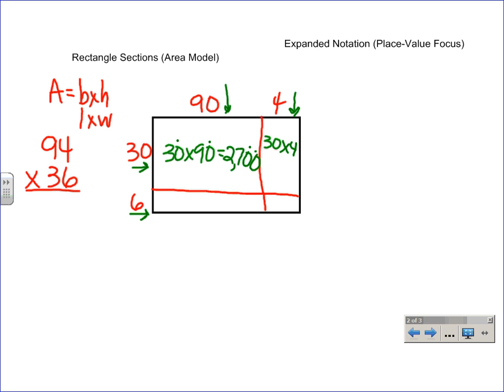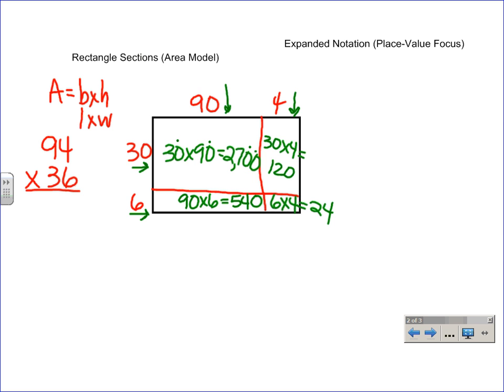30 times 4 would be in this rectangle. 3 times 4 is 12. It's 10 times bigger. Shifts to the left once, so 120. In this box, we'd have 90 times 6. 9 times 6 is 54. Although it's not 9, it's 90, so 10 times bigger, so our product is 10 times bigger. And last but not least, in the small rectangle, we have the small factors of 6 times 4, and that is 24.